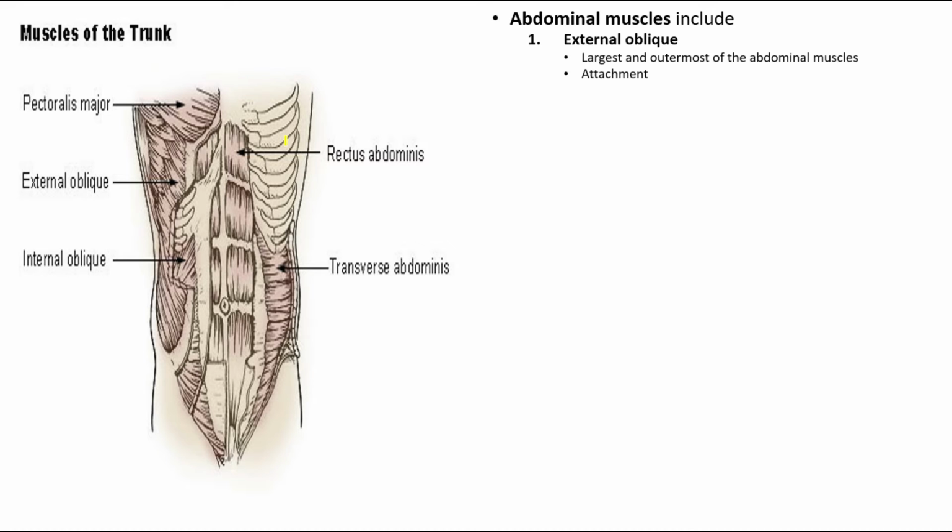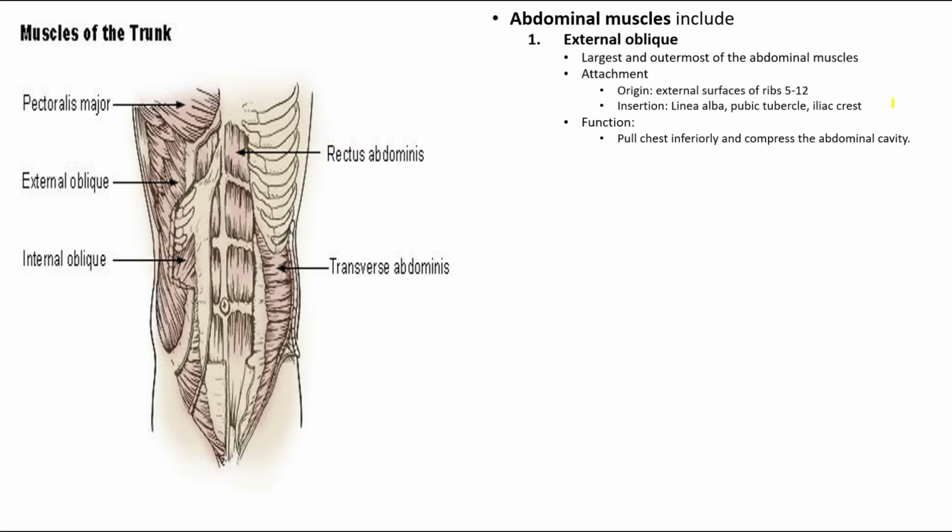Next, let's talk about all the muscles of the abdomen and get a big picture view of this. Here we can appreciate pectoralis major, and then serratus anterior, which isn't labeled, and then external oblique. The external oblique is the largest and most superficial abdominal muscle. It originates on the external surfaces of ribs 5 through 12 and inserts on the linea alba, pubic tubercle, and iliac crest.